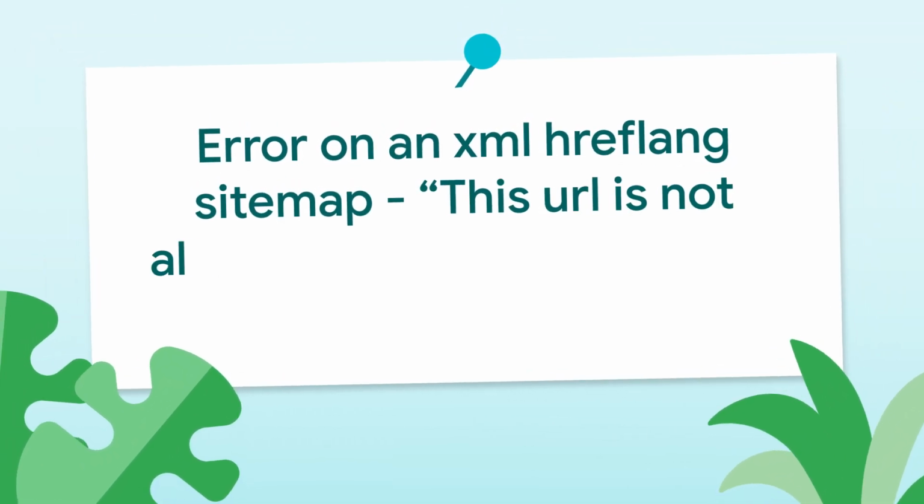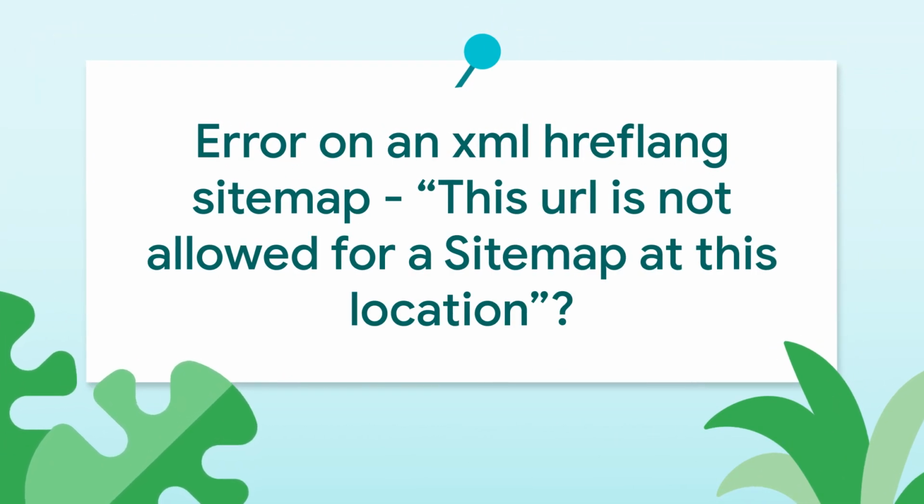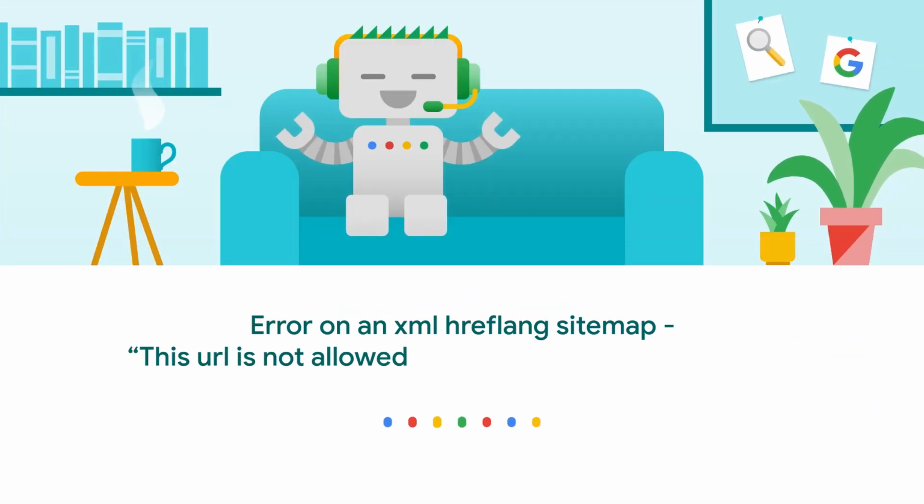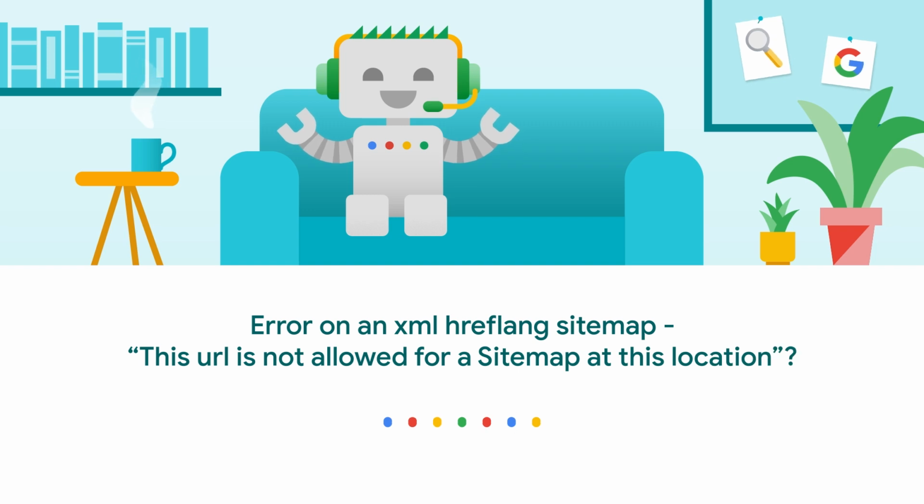Zane is asking, what does the error mean for an XML hreflang sitemap that says this URL is not allowed for a sitemap at this location? I submitted hreflang for both country sites through sitemap submission, but got errors and I'm unsure how to troubleshoot. Hey Zane, make sure you're verified for both of the country sites in Search Console, and check to make sure that the URL isn't at a higher level than wherever the sitemap is stored. If you're still having an issue, you can check out the Troubleshooting Sitemaps guidance in the Search Console Help Center, or post in the forums with more details about your sitemap and the URL that's not working.